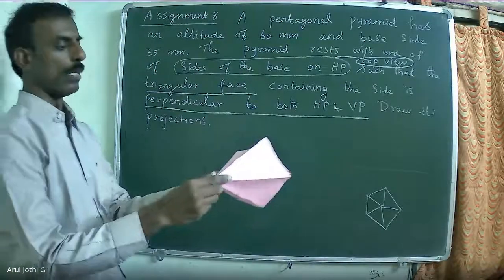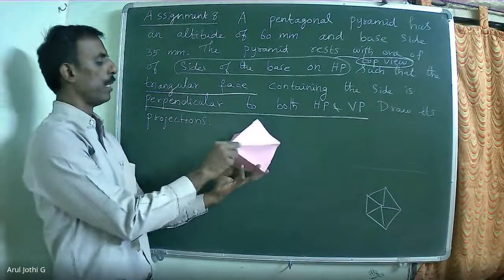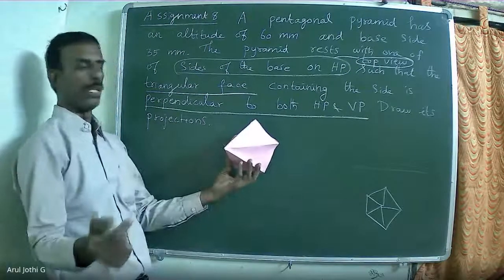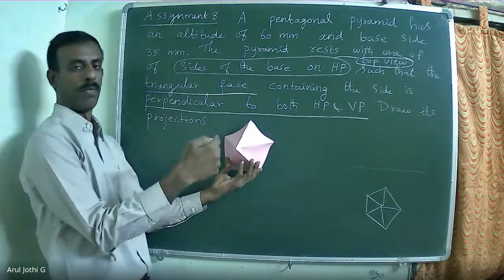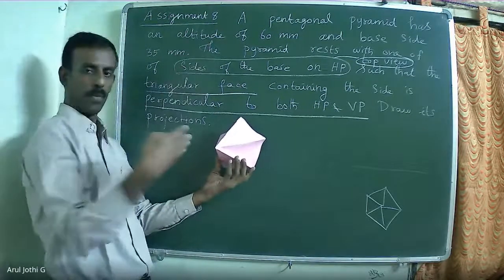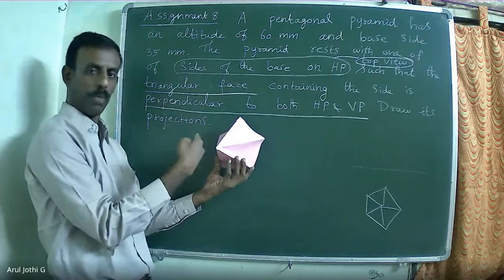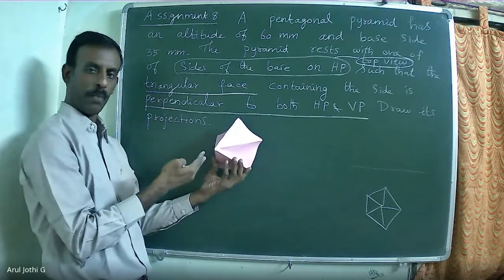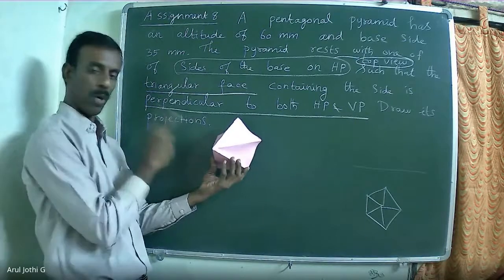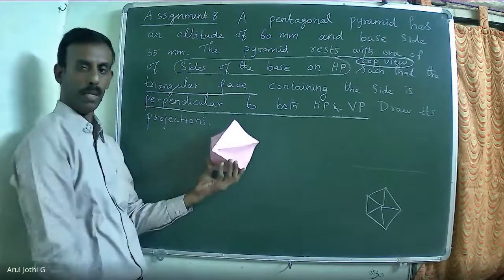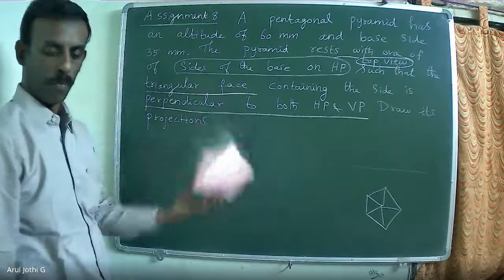For the same condition, triangular face perpendicular to both HP and VP, if one of the base edges lies on VP, you need to start the diagram with the front view, draw the top view, and rotate the top view so that the triangular face will be perpendicular to both HP and VP. So in this case also the triangular face is perpendicular to both HP and VP, but one of the base sides lies on VP. You have to remember this.